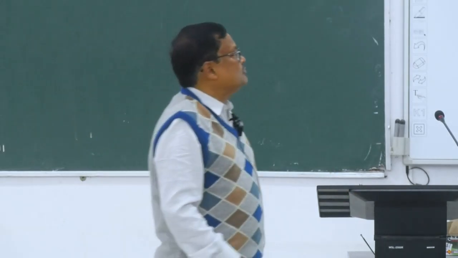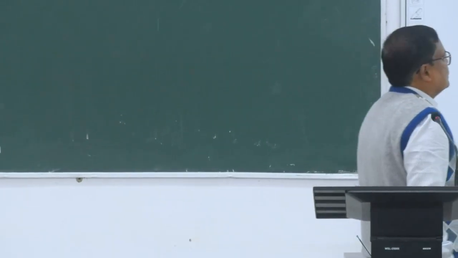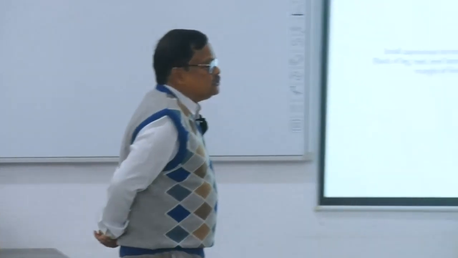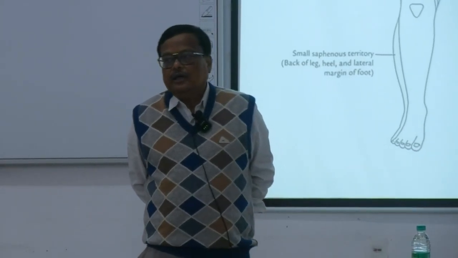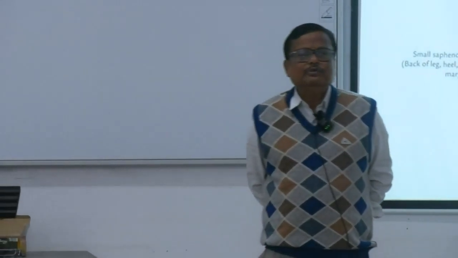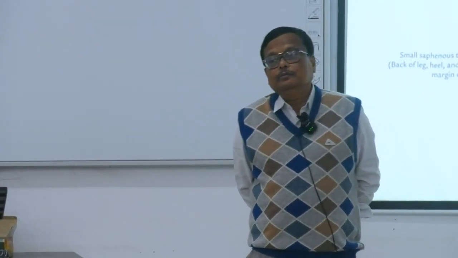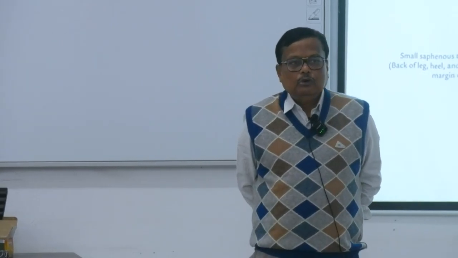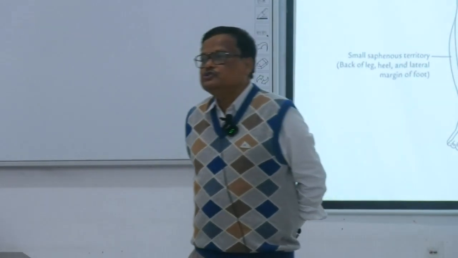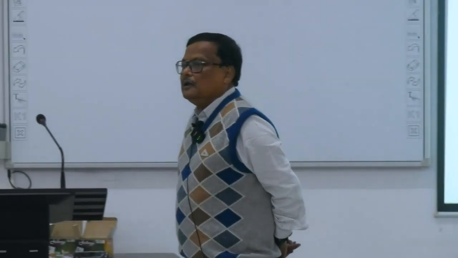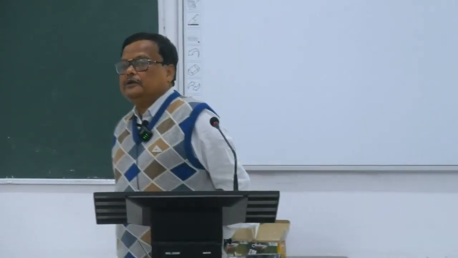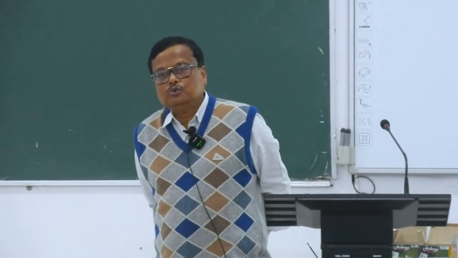Now, going to the superficial lymphatic system. So superficial lymphatics means superficial lymph vessels and lymph nodes, of which lymph vessels are not very important. The lymph nodes we have to read. Why are they called superficial? Because they are lying superficial to the deep fascia.